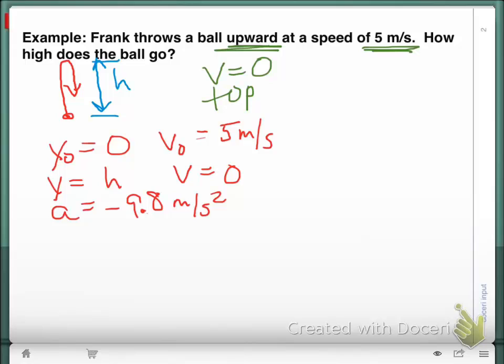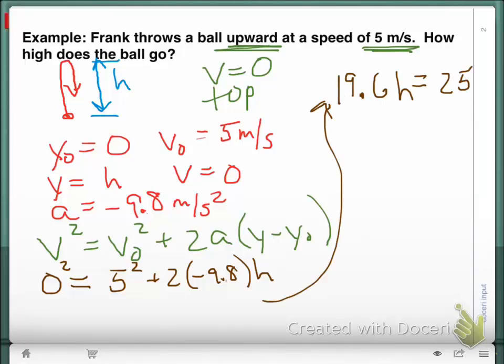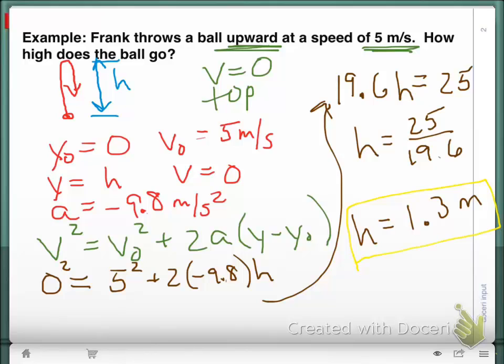Now we write down the equation we wish to use. V squared equals v naught squared plus 2a times the difference in y's. And we substitute in variables. Moving to the top of the next page, we solve and get 19.6h equals 25. Dividing by 19.6 gives us that h is 1.3 meters.